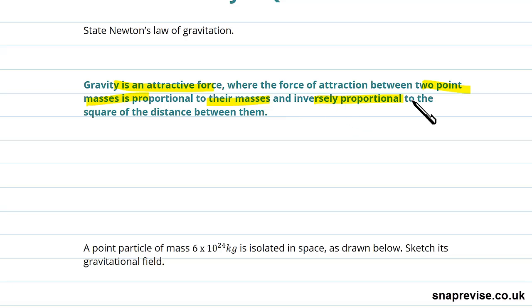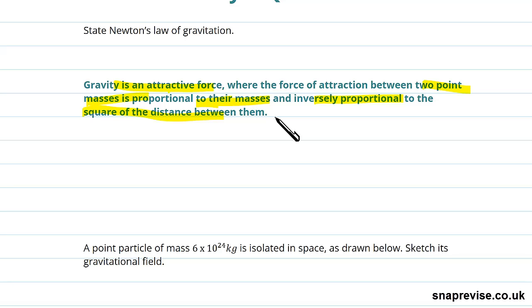And inversely proportional, that is to say it's going to be proportional to 1 over something, to the square of the distance between them. So with that, you see that with this sentence, we've ticked the 3 key points we had to mention. This attractive force, proportional to the masses, and inversely proportional to the square of the distance between them. But equally, we could also write this as a formula and describe the terms in its formula.